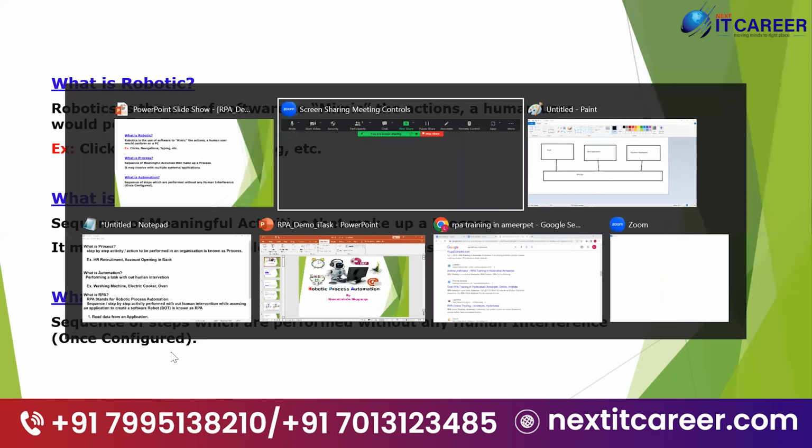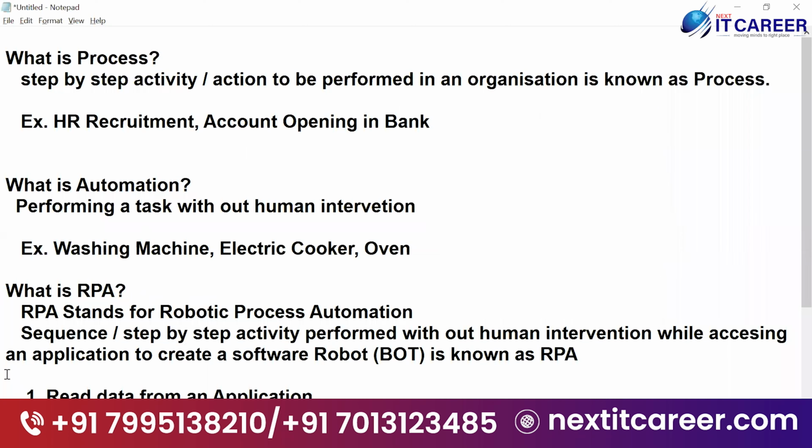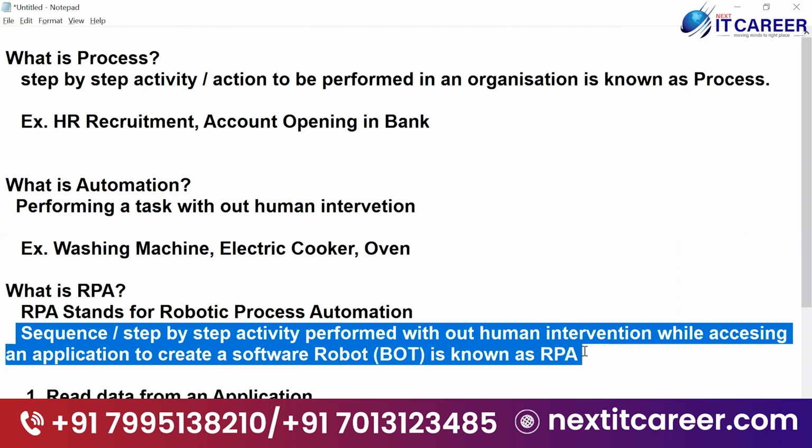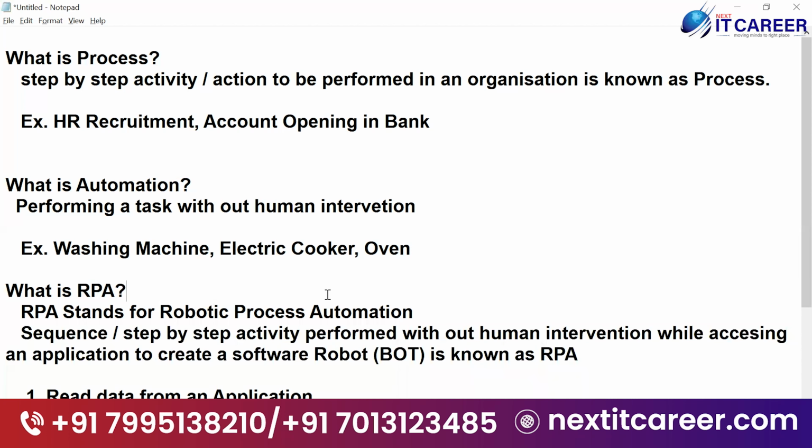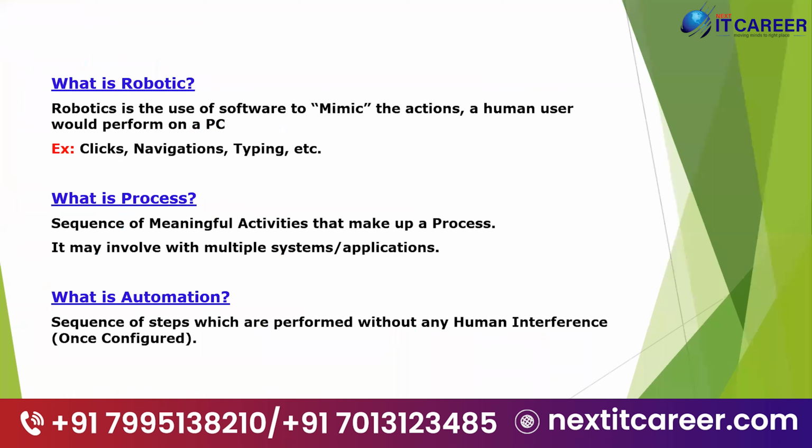The major definition, if anybody asks you what is RPA, your first answer is this. This is the actual answer: a step-by-step activity performed without human intervention while accessing an application. While accessing, in the sense, you can update data, create data, read data from an application, anything you can do on that application. Have you got my point? When I say access, you can read, you can write, you can perform any activity to create a software robot.